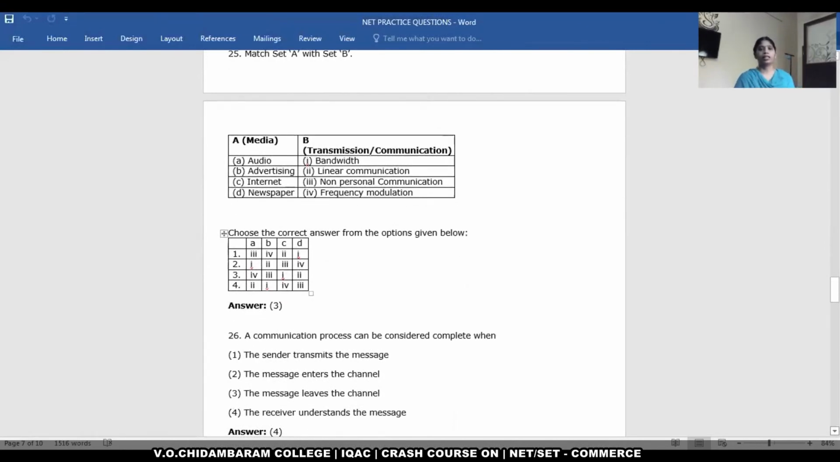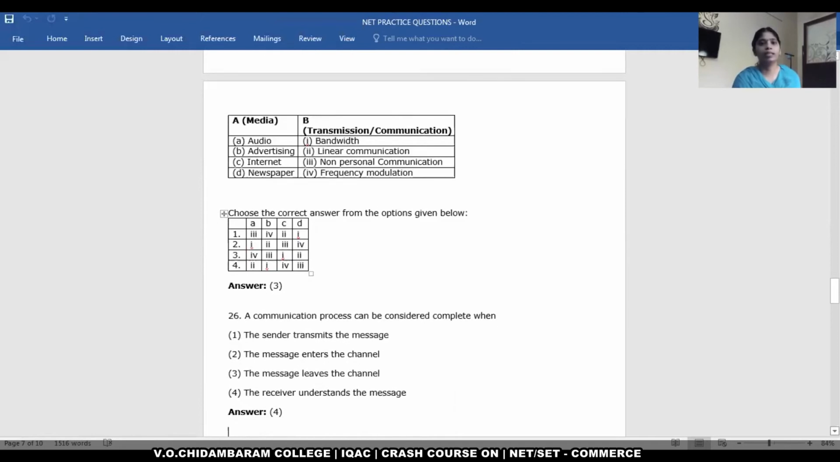Okay. And then the next question is, let's have a look at the match. I mean, it is a matching. Set A with set B. Okay. Audio, advertising, internet, newspaper, bandwidth, linear communication, non-personal communication, frequency modulation. Now I'll explain. So audio means naturally it will have a frequency modulation. So audio suits with 4. A for 4. Okay. Advertising, of course, comes under non-personal communication. It is not personal, non-personal communication. Internet, the frequency is measured with bandwidth.